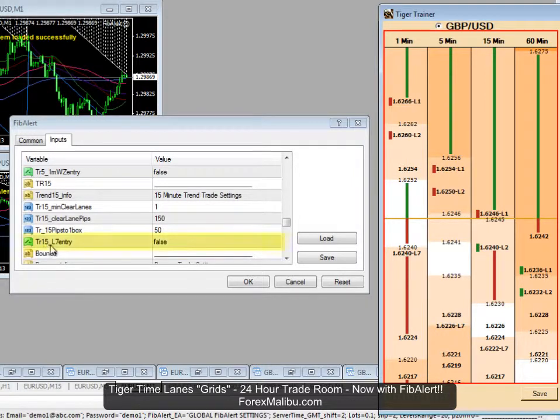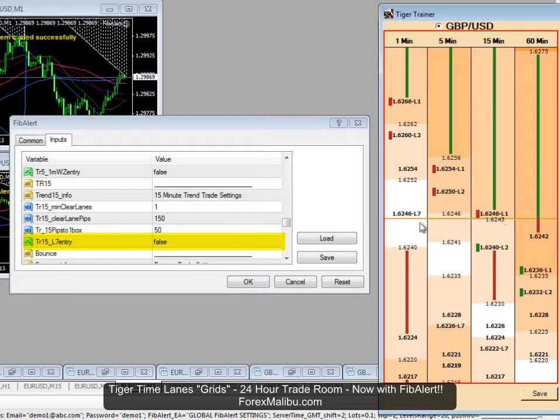Notice this other setting, trend 15 L7 entry. I've got it set to false. You may want to require an L7 in the entry somewhere. It could either be the 1 minute L7, which is this one here. And remember, it's according to the levels range. So if it's set 46, then the L7 needs to be at 48 or 44 in between that. Or a 5 minute one can be there too.